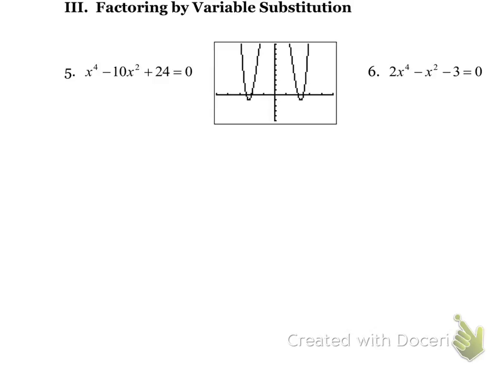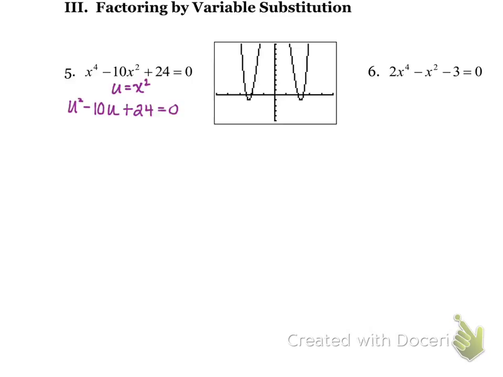Now we're going to factor by variable substitution. Since this is a quartic function, we can't really factor it unless we just say, let u equal x squared. So I'm going to go through and replace. That means that x to the fourth would then be u squared, and then x squared would just be u, and then 24 would be 24. Well, now that we did this, we can factor it.